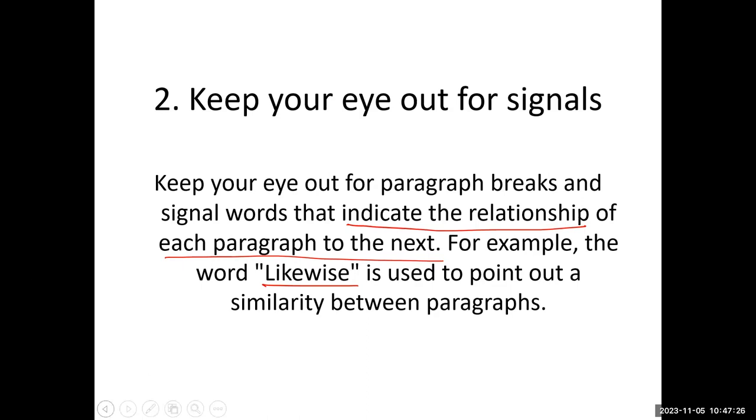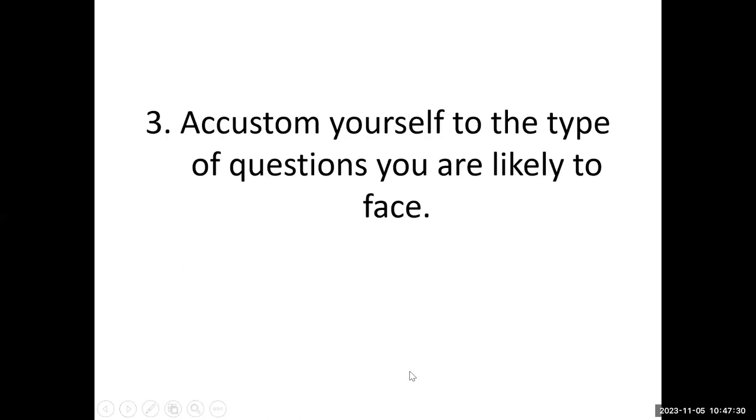And number three, you need to accustom yourself to the type of questions that you are likely to face. What are the kind of questions you're likely to face? What is the demand placed by those questions? What kind of answers are suitable for these questions? That is something which you need to understand in detail. So, in a lot of detail, we will discuss the kind of questions you are likely to face and how to answer these questions.